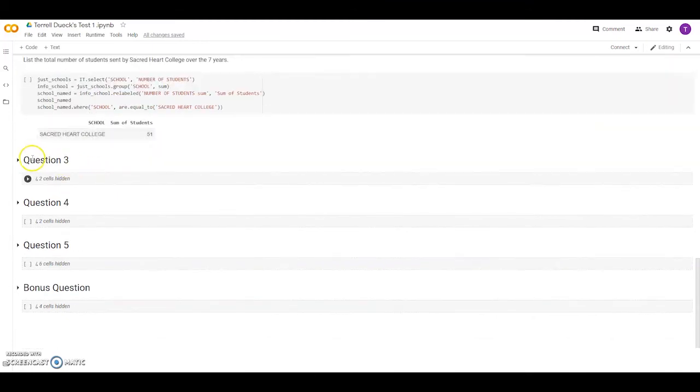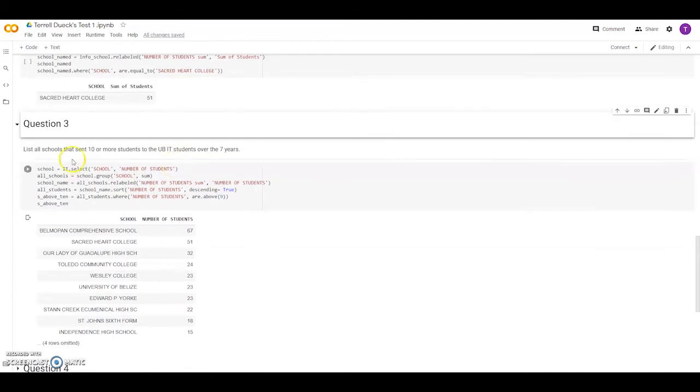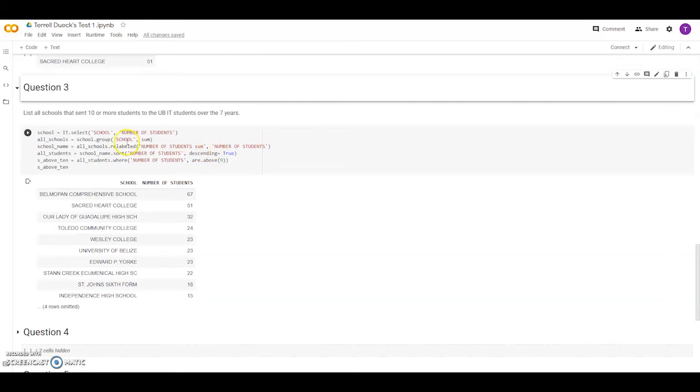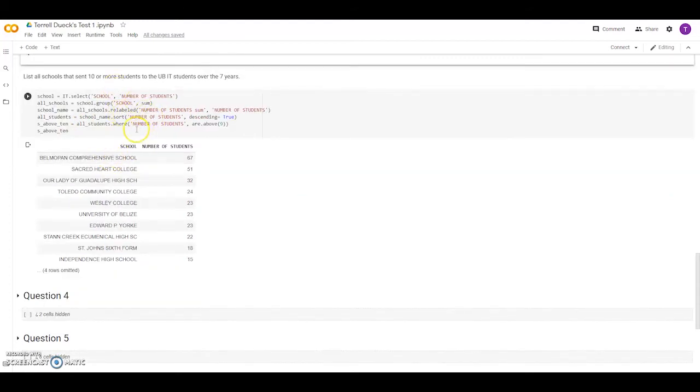Now in question 3, we look at, list all the schools that sent 10 or more students to the UBIT program over the 7 years. This is where I selected again the school and the number of students. What I did, I grouped by school and I also summed up the students again as well. I made sure that descending is true, from highest to lowest, because we are looking for 10 and above. And then in that coding, I used a where function again to find out if they're above 9. So if I put above 9, it would give me 10 and above.